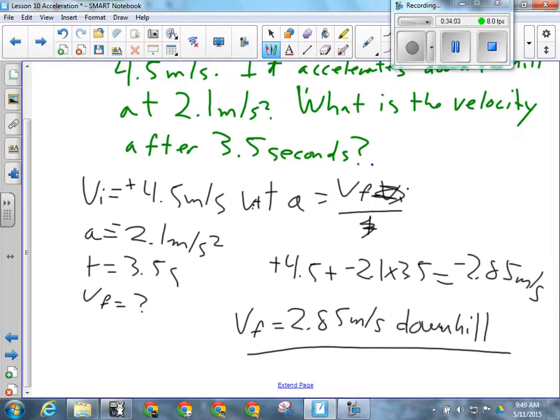Okay, questions on that one? All right, so that's something to keep in mind about vectors. Yes, you can use positives and negatives when the question gives you that, but the question gives you north and south, or right and left. Make sure your answers reflect the question's vectors that were originally given.